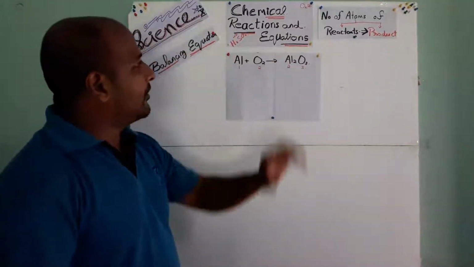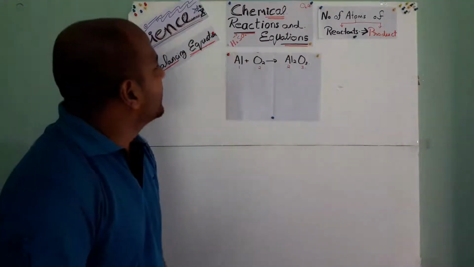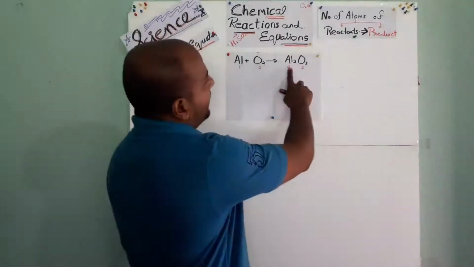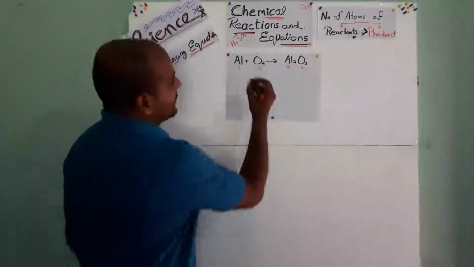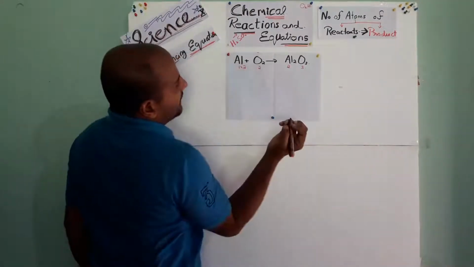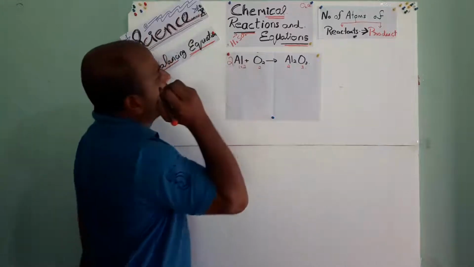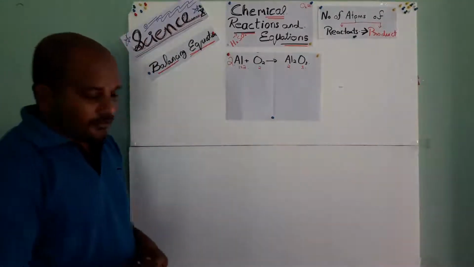Okay, here the mass is more. So, first we want to do what? We want to go for Al. Aluminium here 2, aluminium here 1. Just multiply it by 2. We'll get what? 2Al plus O2 gives Al2O3. We can write it down here.